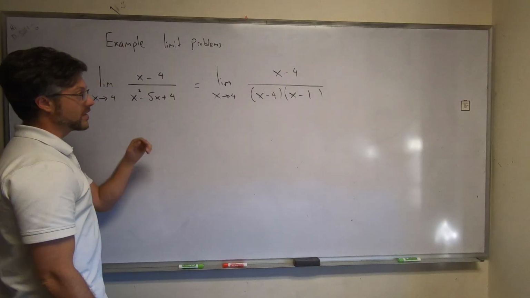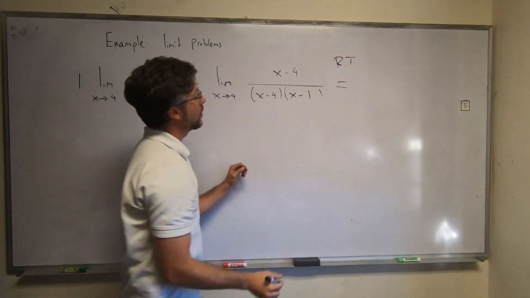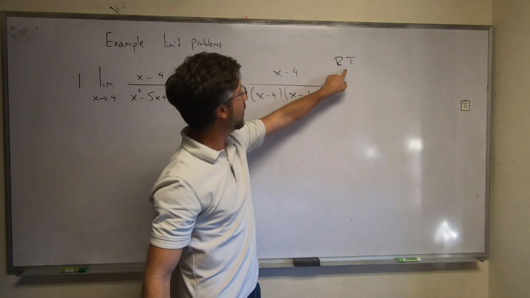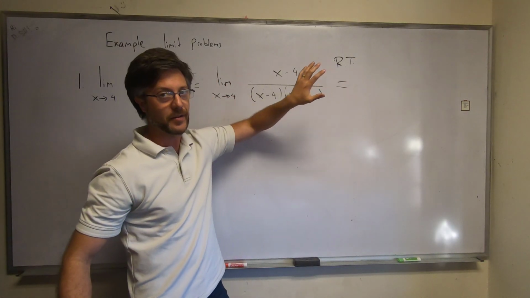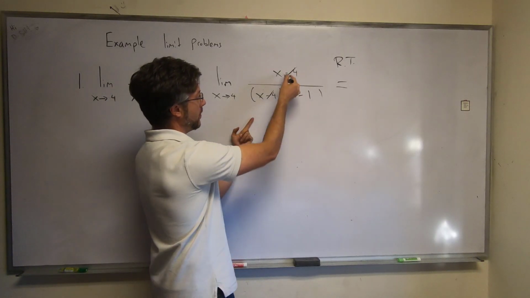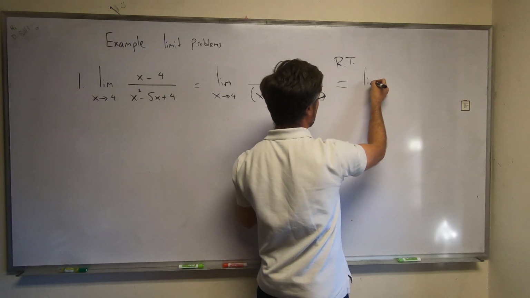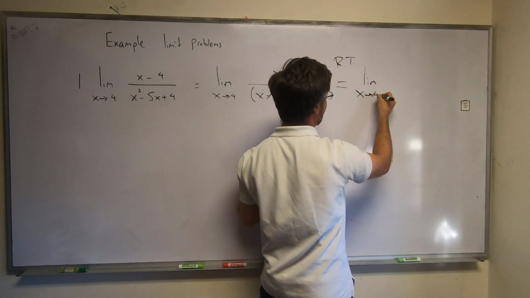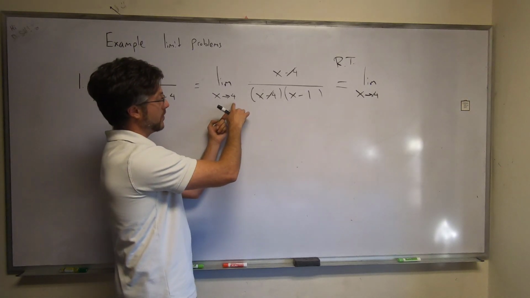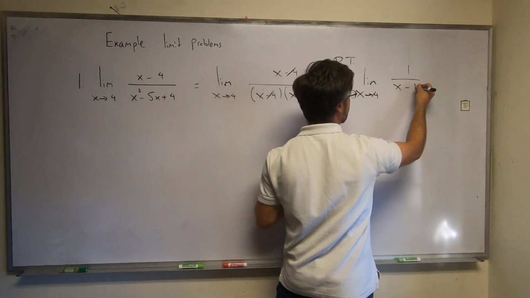All right, so here at this point, we could invoke the replacement theorem. And in practice, you don't have to write RT above. I'm just citing that as our source as we move forward. That is, we can cancel the common factor of x minus 4, and as long as we replace it with a function that is identical except at the point of the limit itself, then it will return the same value.